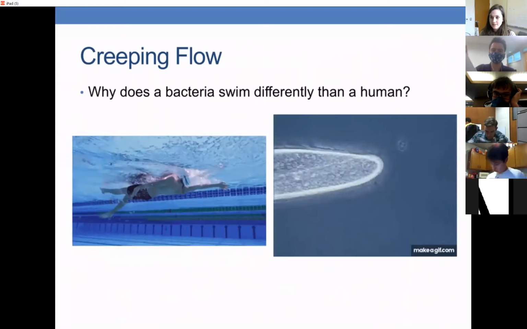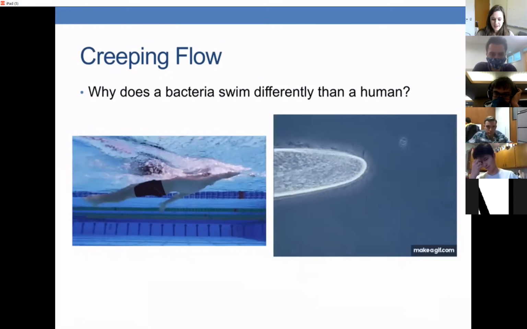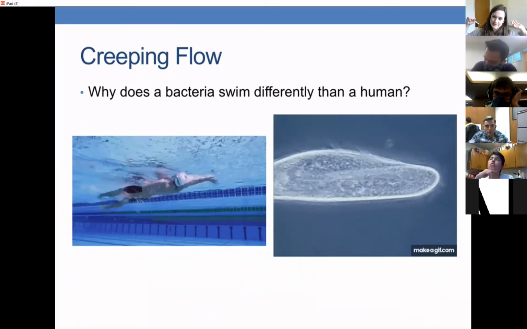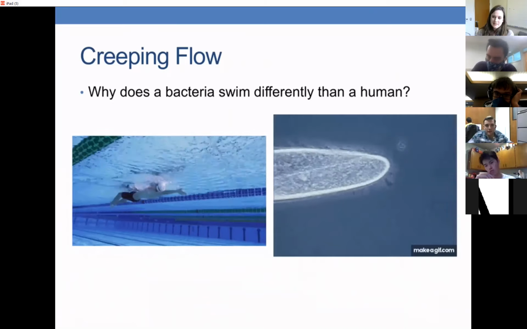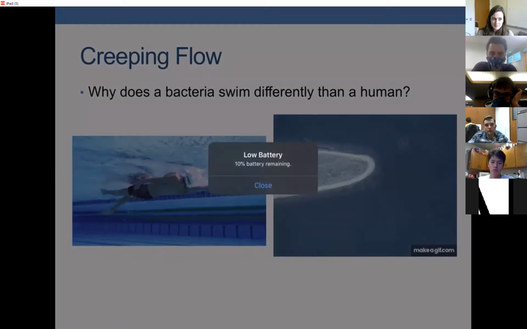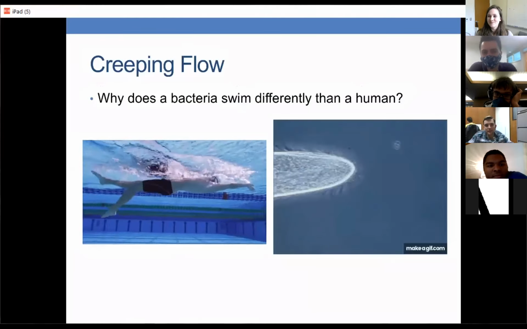Why does a bacteria swim differently than a human? So you can see the human swimming there, and the bacteria is just kind of waving its little things, its cilia. Why does it do that? Why doesn't the bacteria swim like a human swims? No arms. Well, it does have no arms, yes.